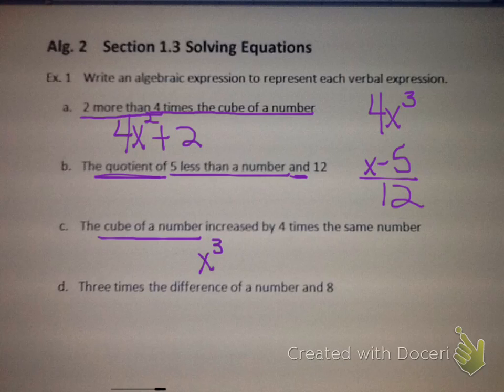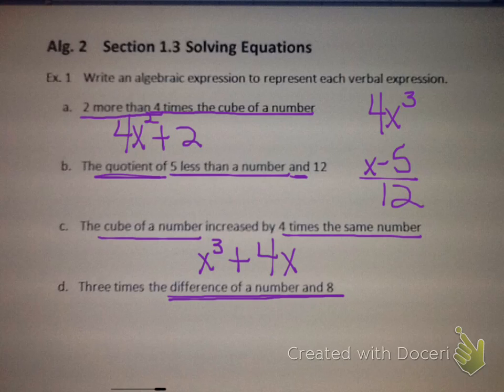Example C, the cube of a number increased by 4 times the same number. Cube of a number is x to the third power. Now, keep in mind that you can use any variable. You don't necessarily have to use x. Increased by 4 times the same number.